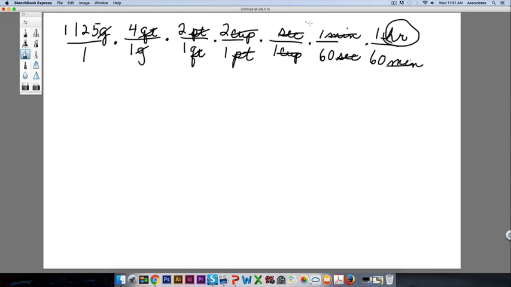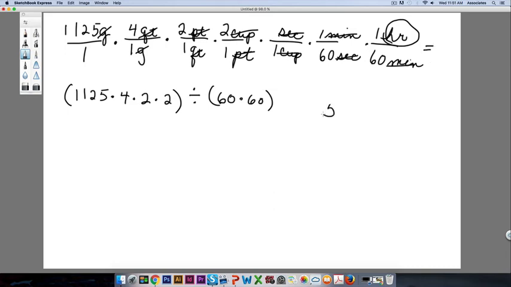So multiply all the numerators together on your calculator and divide. When you punch it in to your calculator, put parentheses 1125 times 4 times 2 times 2, close your parentheses because the ones aren't going to change value, divided by parentheses 60 times 60. Check it in your calculator, and what I came out with is 5 hours. Check to make sure that your math matches mine. Pause the video if students need a little more time.